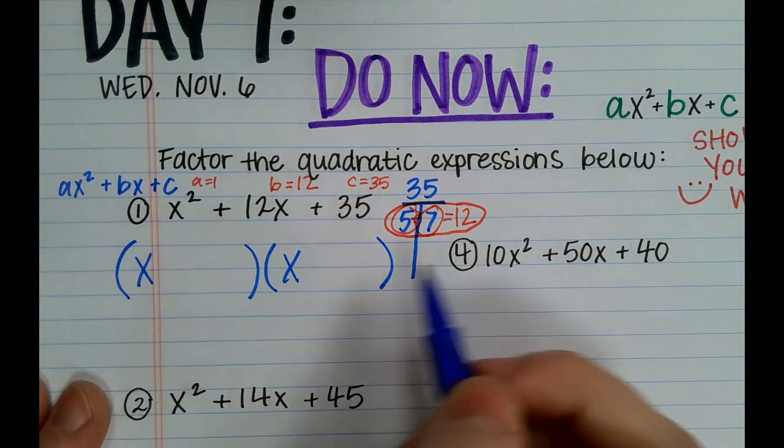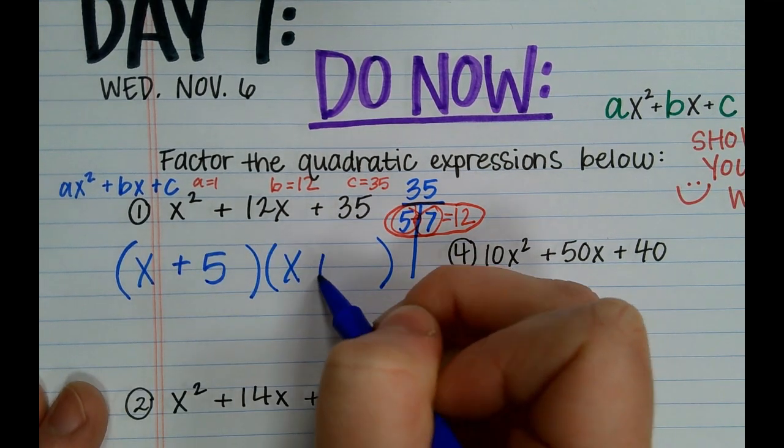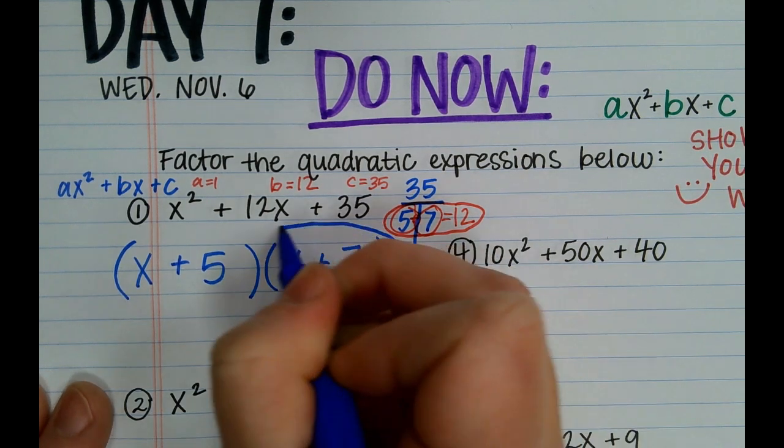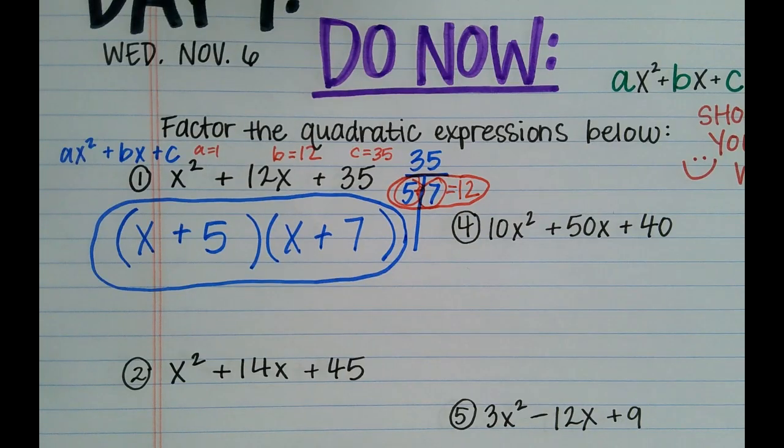So what's our answer? X plus 5 times x plus 7. That is your answer. Good job, guys. Okay. Are we ready for number 2?